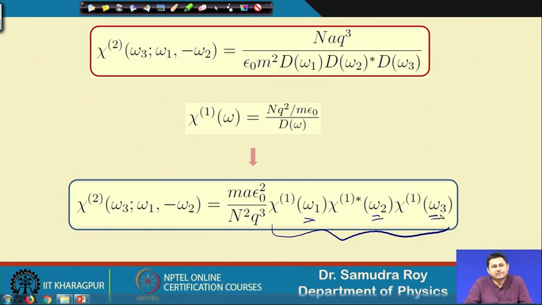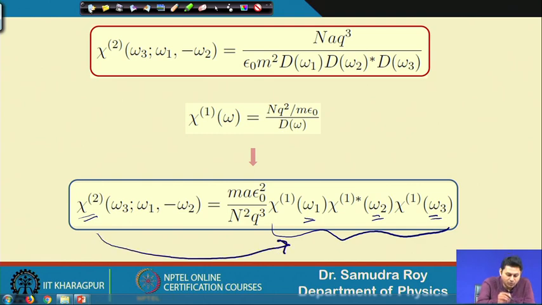susceptibility, the fundamental or the first order susceptibility at the frequencies ω1, ω2 and ω3. This is a very interesting expression. So, this expression suggests that if you know the susceptibility at the frequencies ω1, ω2 and ω3, then you can say what should be the second order susceptibility at ω3. So, this is the relationship where the second order susceptibility can be represented in terms of first order susceptibilities.